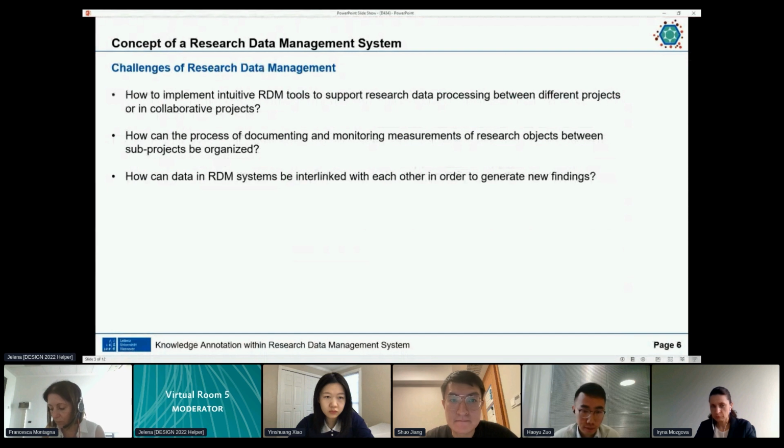In developing the data management approach, several challenges were identified. How to implement intuitive research data management tools to support research data processing between different projects or in collaborative projects? How can the process of documenting and monitoring measurements of research objects between sub-projects be organized? How can data in research data management systems be interlinked with each other in order to generate new findings?